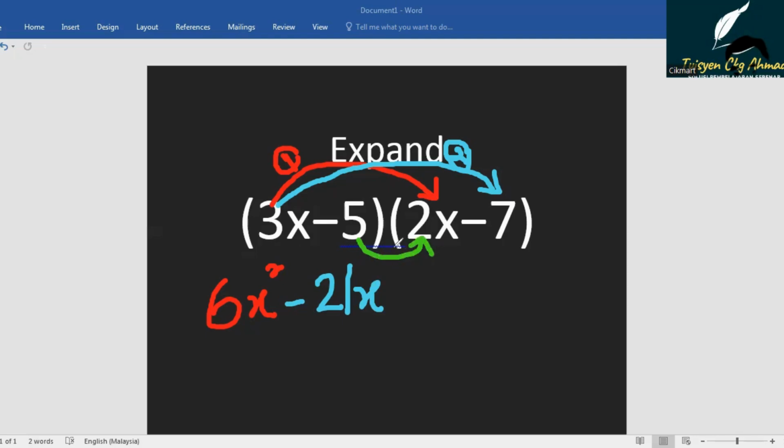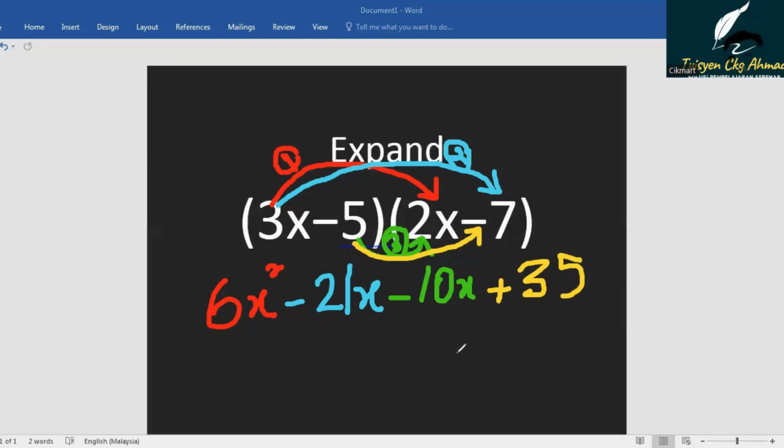Third one will be green color. Okay, third one. Negative 5 times positive 2x will come to negative 10x. And lastly, the yellow color, the yellow arrow. Here, minus 5 times minus 7, minus times minus become positive. Plus 5 times 7, 35. Okay. Alright, so 6x squared minus 21x minus 10x plus 35.